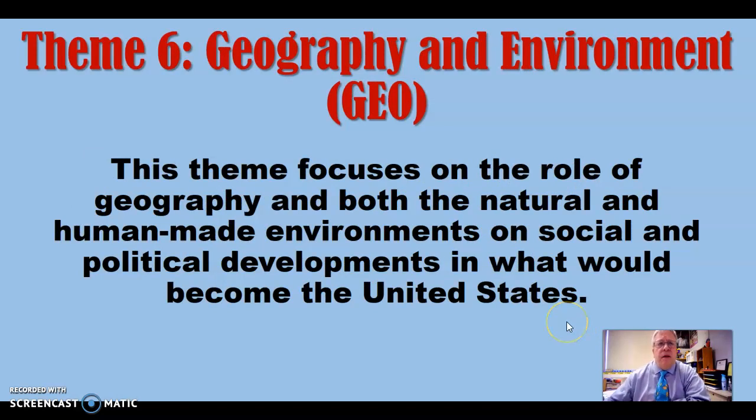Geography and environment. This theme focuses on the role of geography, in both the natural and human-made environments, on social and political developments in what would become the United States. Again, this is going to determine where people are going to settle, why they settled there, what the benefits will be of settling there, as well as how things will change with the human-made environments, especially urban societies. This will play a huge role as we go through at different points in time.